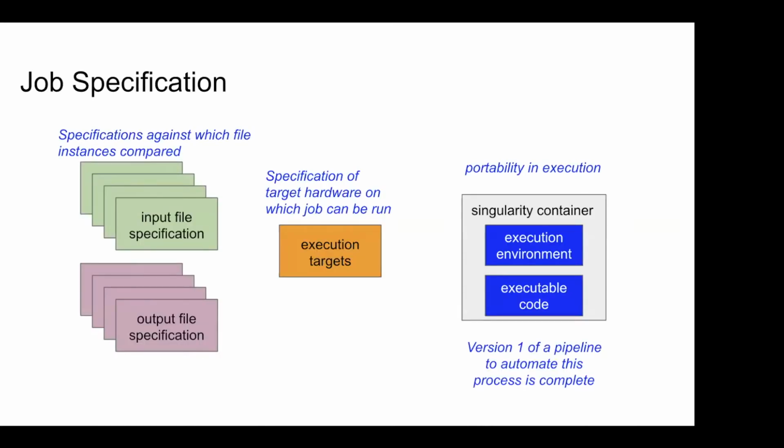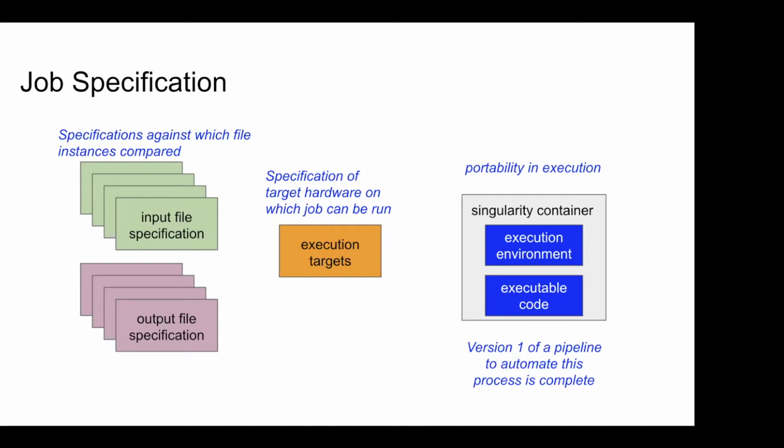So this is just to give a glimpse of the job service and how these computational codes exist within the system. On the right, we have Singularity containers, one for every code. We have the executable code in its environment. And then in the middle, we have the execution targets, where the codes can be run.